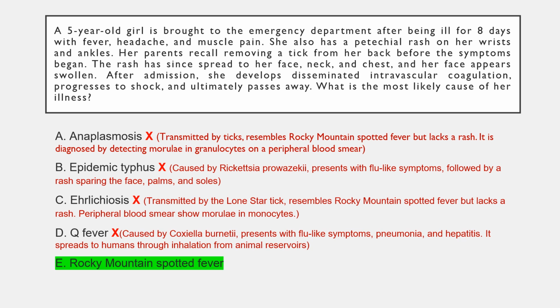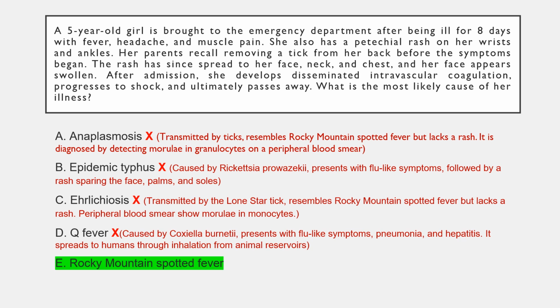Option C is incorrect as ehrlichiosis is transmitted by the Lone Star tick, which presents similarly to Rocky Mountain spotted fever but without a rash. Ehrlichiosis is diagnosed via peripheral blood smear, which shows morulae in monocytes.